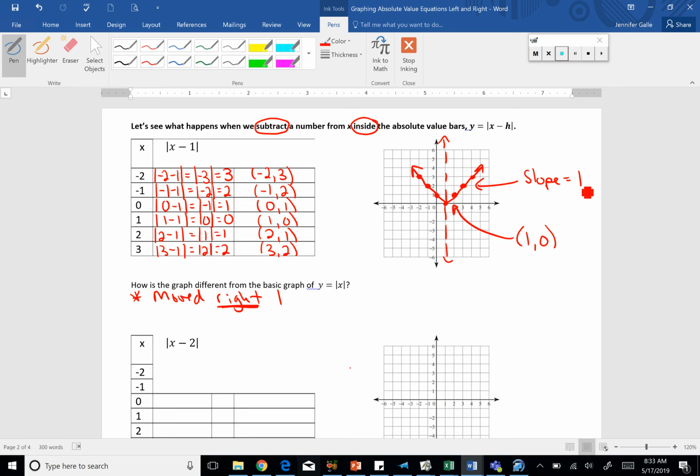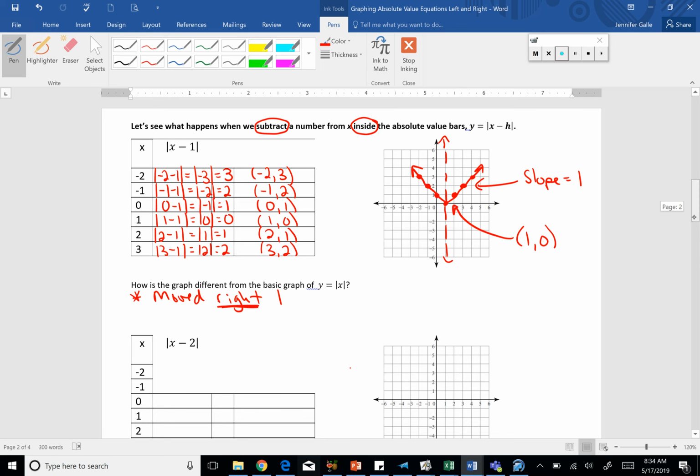So when we added inside the absolute value bars, we moved left. And again, I'm not just telling you that. We made the table of values. We graphed the ordered pairs. We saw it move left. Same with this one. When we subtracted 1 inside the absolute value bars, I'm not just asking you to trust me on it. We made the graph. We found the ordered pairs. We made the table. We graphed the points. It went to the right.